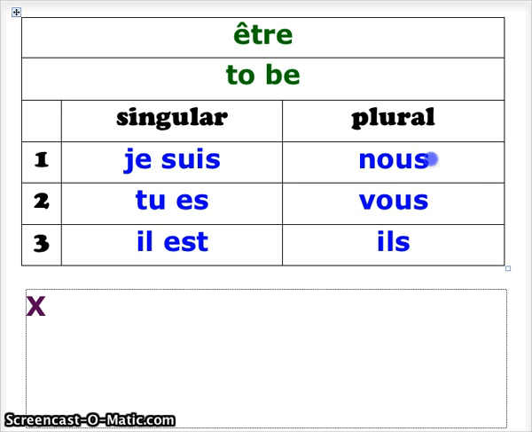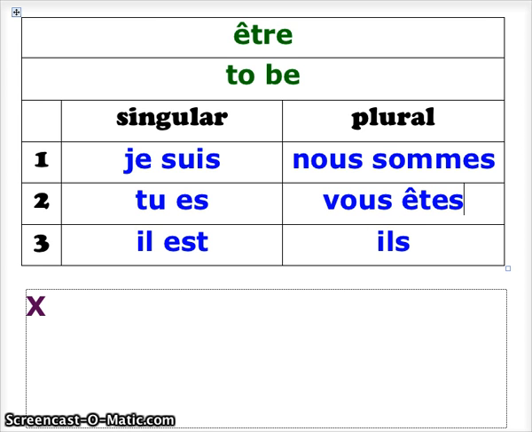My plural forms, nous sommes, nous sommes, we are. The vous form, the second person plural form, the you all. Vous êtes. Notice the E accent circumflex, which mimics the E accent circumflex up here in the infinitive. Also, see, because we have a final consonant coming together with a vowel.